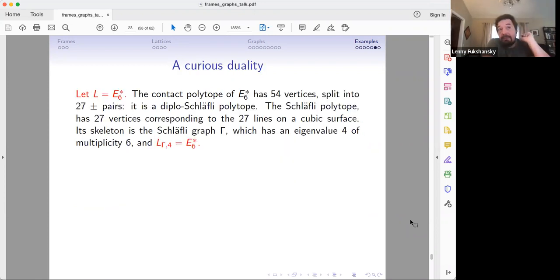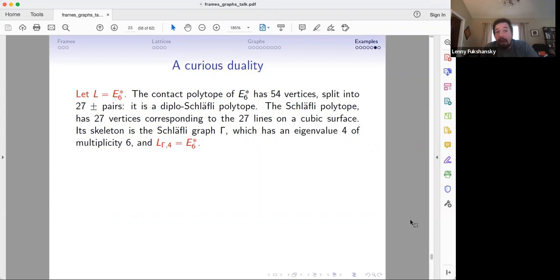So here's the fluke I'm talking about. Let me start with the lattice E6 star. The contact polytope of E6 star has 54 vertices, because that's how many minimal vectors E6 star has. They're split into 27 plus-minus pairs. The contact polytope is a well-known polytope called the Diplo-Schlafly polytope.